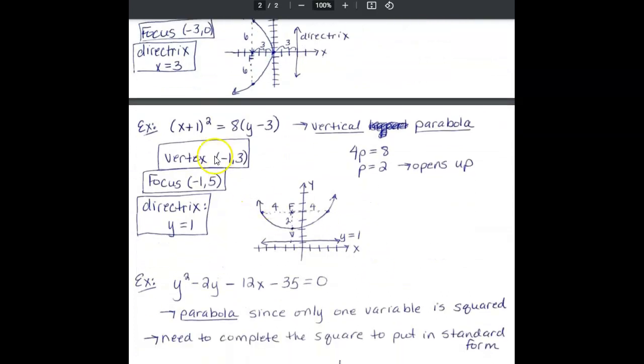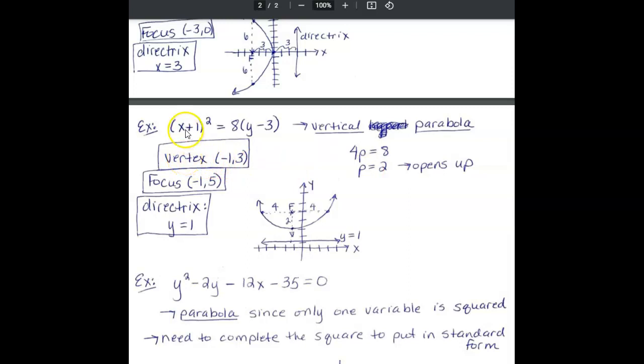All right, the next example, we have (x plus 1) squared equals 8 times (y minus 3). This time y is on the right side and not squared, and x is squared. So that means it's going to be a vertical parabola. The 4p value is the 8 this time. So 4p equals 8, meaning p equals 2. If it's vertical and p is positive, it's going to open up, so we're going to move up to get to the focus.